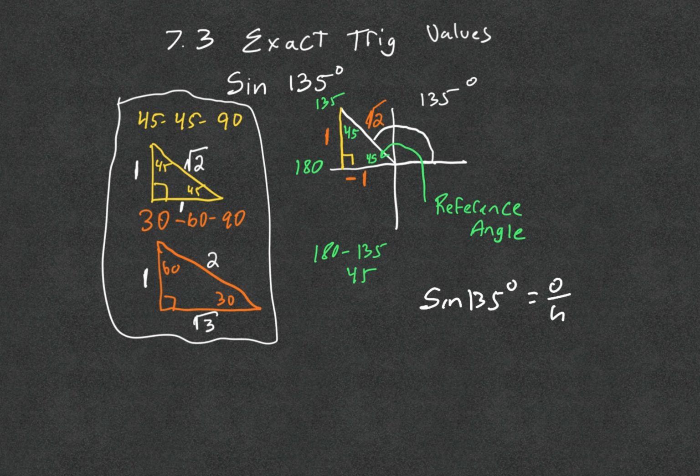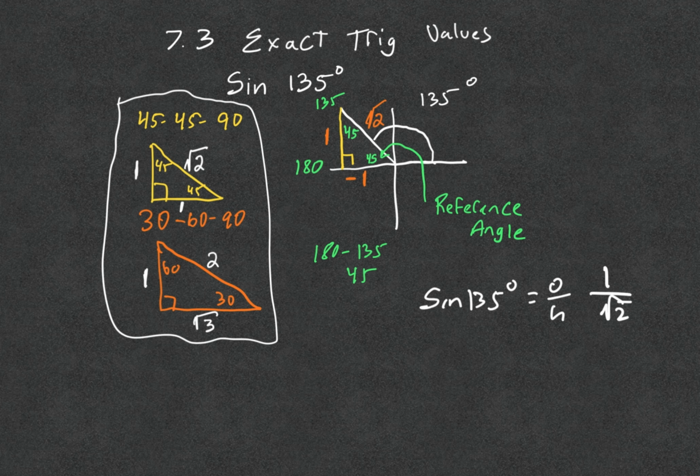So the reference angle is the angle that we're given, that we know. And it's the angle that we're going to mark these off of. So the opposite of the 45 is 1. It's this 1 right here. The hypotenuse is the square root of 2. So our exact trig ratio for the sine of 135 is 1 over the square root of 2.